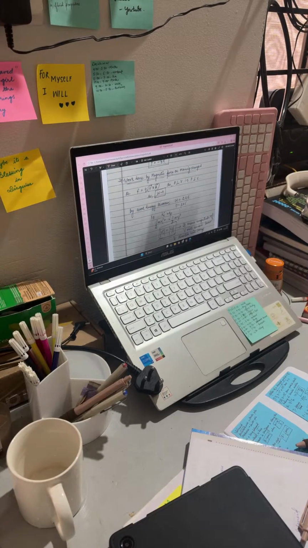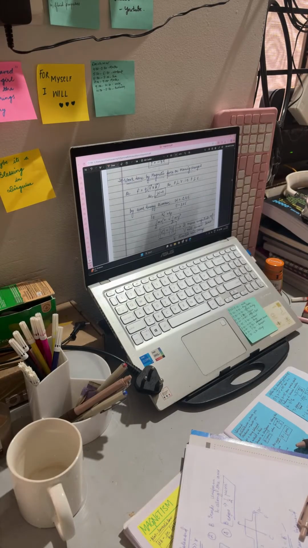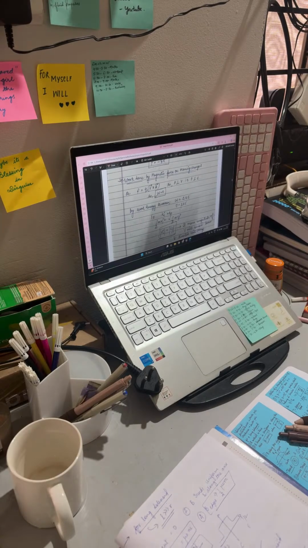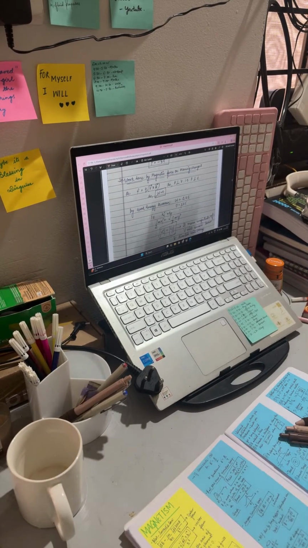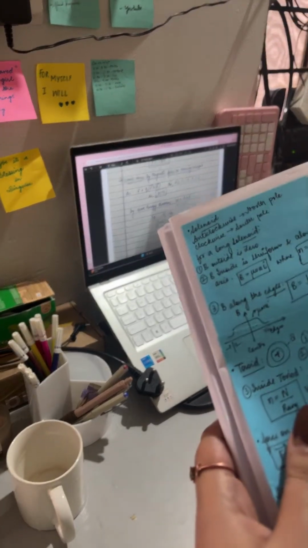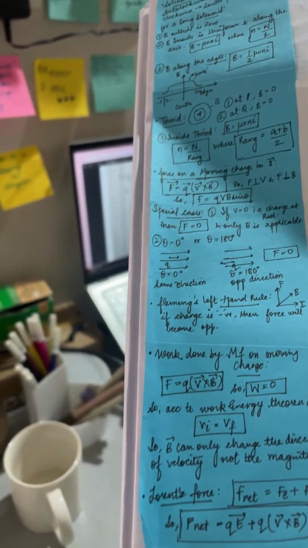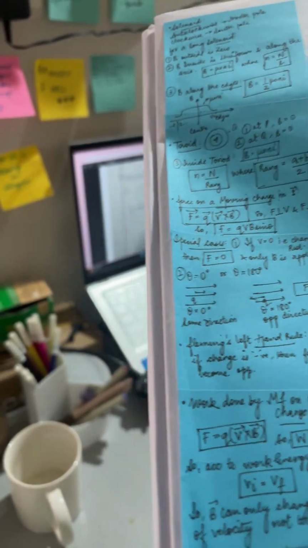Hi guys, let's revise magnetism. I had left off somewhere yesterday. I couldn't complete the whole revision, but I do remember I have covered toroid, and I was basically doing force on a moving charge.